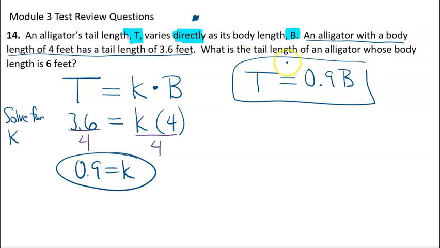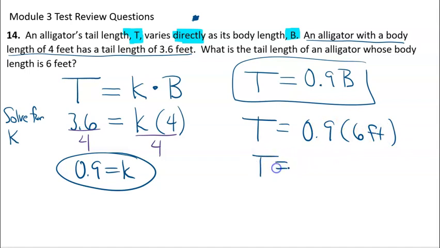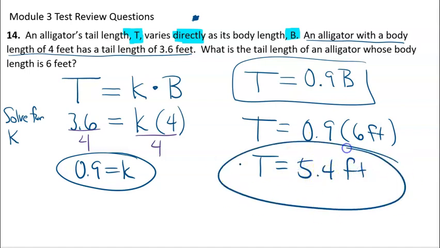It says, what is the tail length? So we're asked to find T of an alligator whose body length is 6 feet. So B is 6 feet. I just plug right in. T is equal to 0.9 times 6 feet. And I type that in my calculator. 0.9 times 6 gives me 5.4. And since the units were in feet, the answer is 5.4 feet.